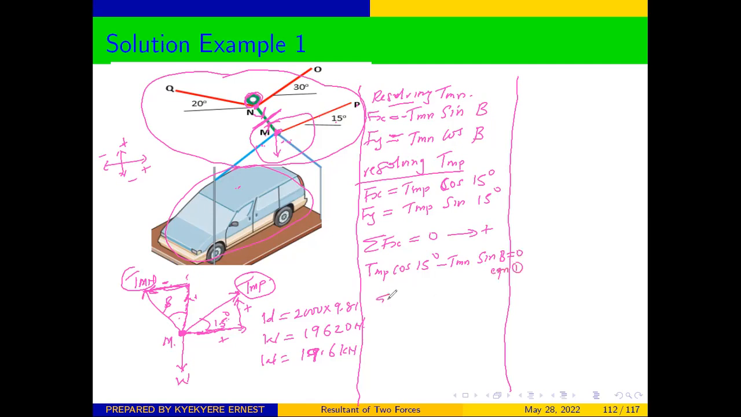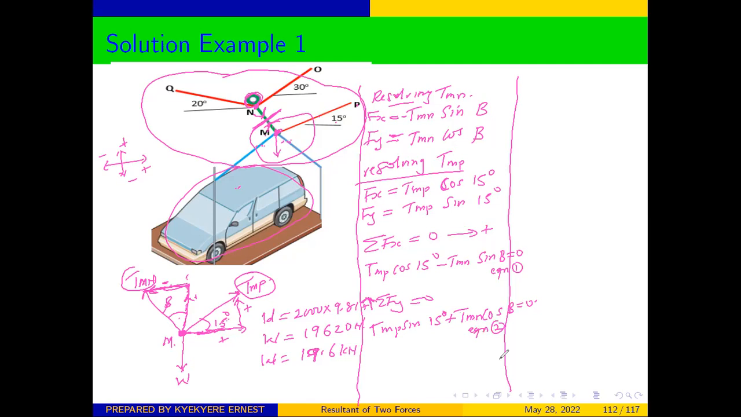Then we can also write the equilibrium equation for the sum of Fy equal to 0. And if Fy is equal to 0, we can say that TMP sine 15 plus TMN cos beta will be equal to 0. And we can call this equation 2.